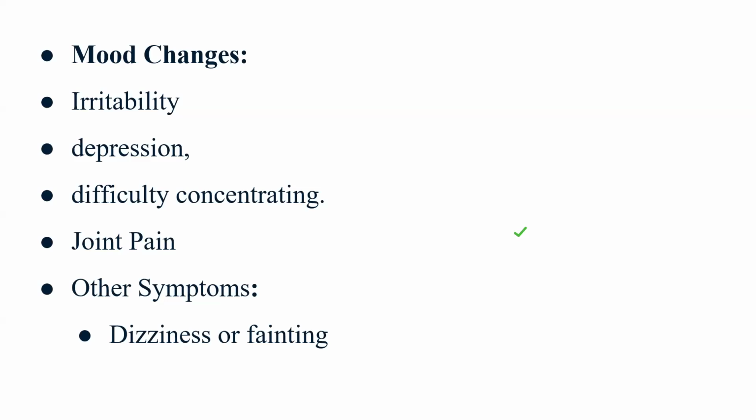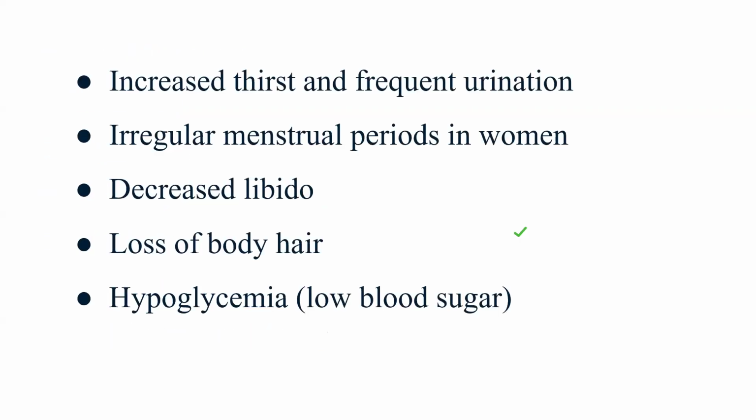Mood changes can occur, such as irritability, depression, difficulty concentrating, joint pain, dizziness, fainting, increased thirst and frequent urination, irregular menstrual period in women, decreased libido because of the androgen produced, loss of body hair, and hypoglycemia. They always have low blood sugar.